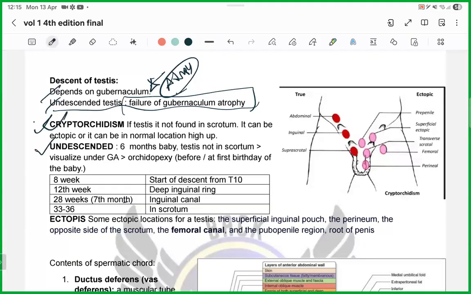Then cryptorchidism and undescended testis. See, anytime the testis is not in the scrotum, this is called cryptorchidism. Now, it can be ectopic or it can be undescended. So, what is an undescended and what is an ectopic? Undescended is in line of the inguinal canal, but it has not descended.